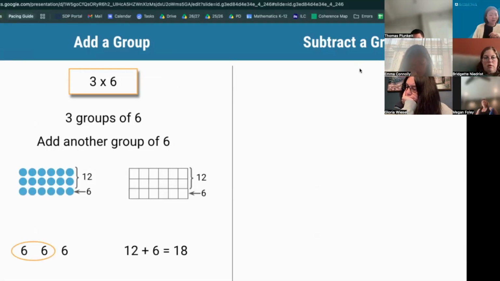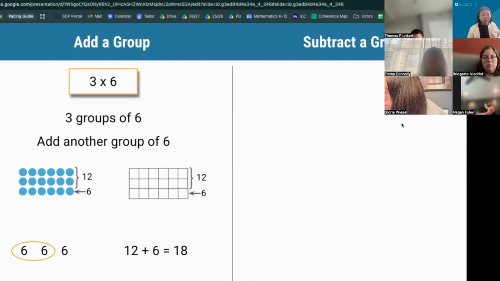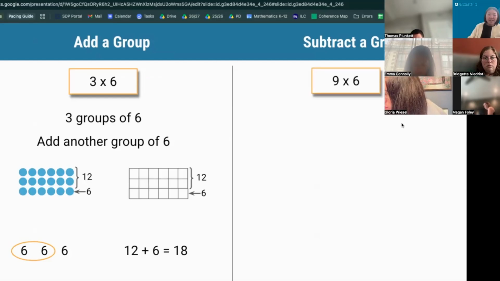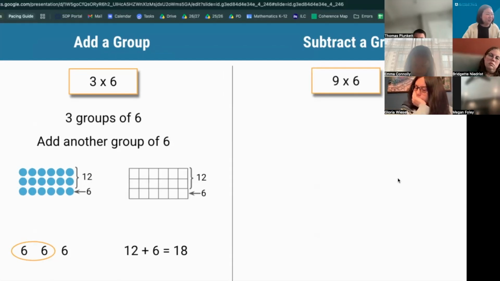Subtract a group is very similar, but this time we're going to subtract. I really like to introduce subtract a group for the 9 times table. I don't know about you, but I have very not great memories as a child trying to memorize my 9 times tables. I think it was the last one I did and my brain was already filled with too many facts. But if I knew subtract a group, it would have been a lot easier for me to know them.